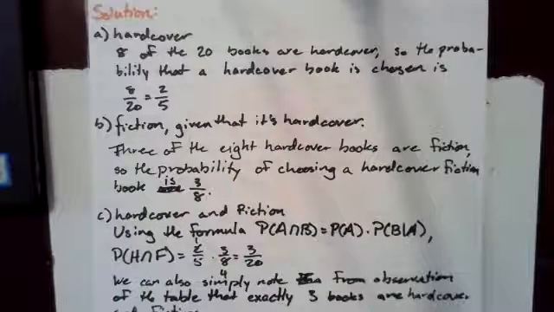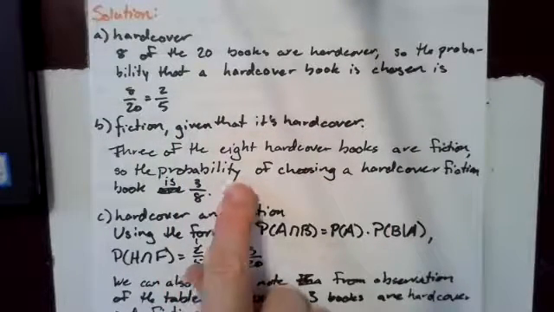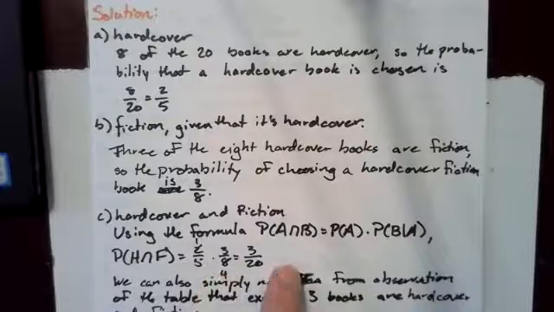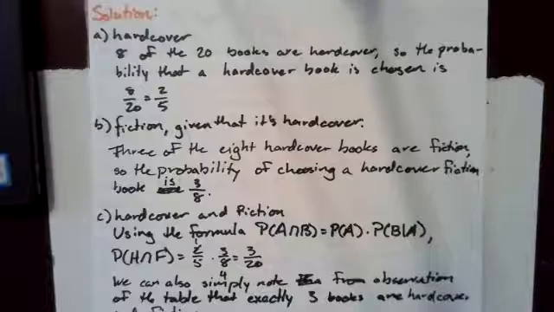Finally, the probability that the book is both hardcover and fiction. Using the formula probability of A and B equals probability of A times probability of B given A, the probability that the book is hardcover and fiction is equal to the probability that it's hardcover, which was 2/5, times the probability that it was fiction given it's hardcover, which is 3/8. That's 3/20. We can also simply note from observation of the table that exactly 3 books are hardcover and fiction out of the 20.